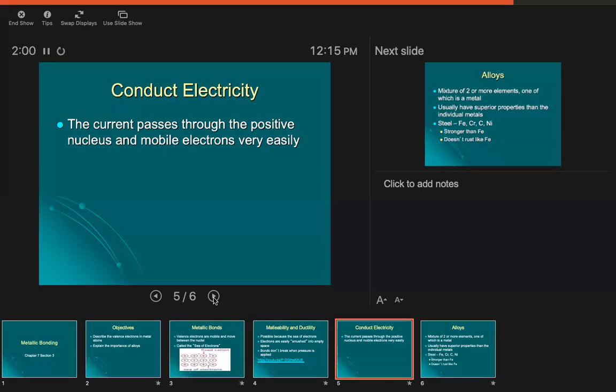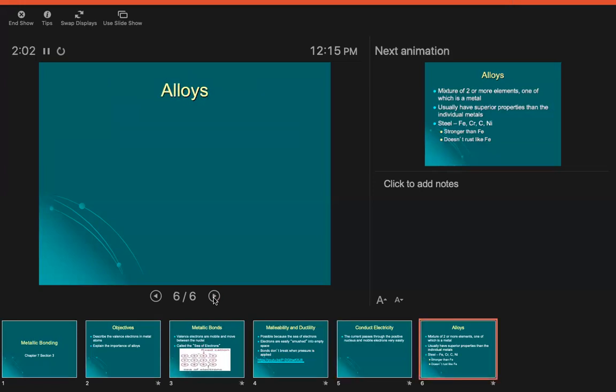All right. Last but not least are alloys. And I do want you to at least be familiar with what an alloy is. An alloy is a mixture of two or more elements, one of which is a metal. Most of the time, they're mostly metal, but not always. An alloy is a mixture of two or more metals.